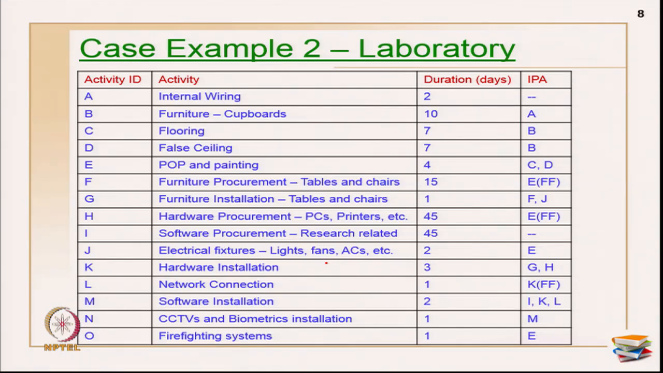Then hardware procurement of PCs and computers, for which we need the POP and painting, because once the room is completely ready, then only we can bring in the equipment. And then software procurement, which can go in parallel in order to get permissions, approvals, receiving quotations and so on. But the installation depends on the room being done, the initial machine installations being done, and the software procurement also being done for the installation to happen. That's what you have as I, K and L as a relationship.